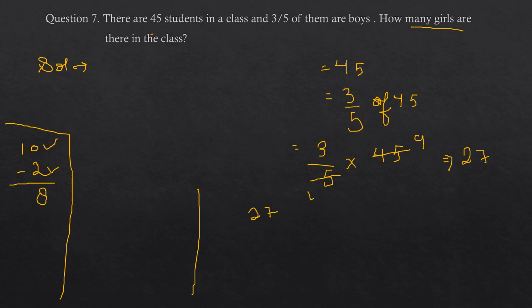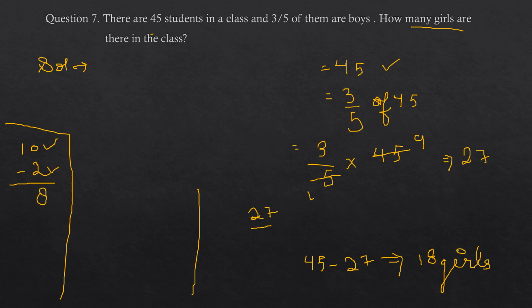So here also we have to tell the number of girls in the classroom. So we know number of boys are 27, and total number of students are 45, means out of 45, if we take out the number of boys, that is 27, we will get the number of girls. And if 45 is subtracted by 27, it gives us 18. Okay, means there are 18 girls in the classroom. This is the number of girls. Okay, this is how we solve this type of question.